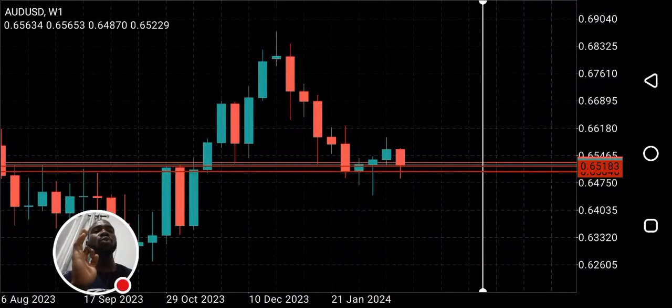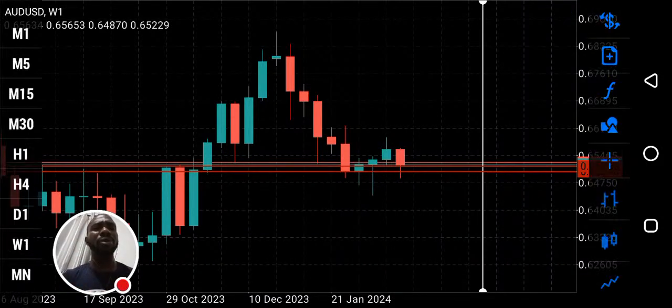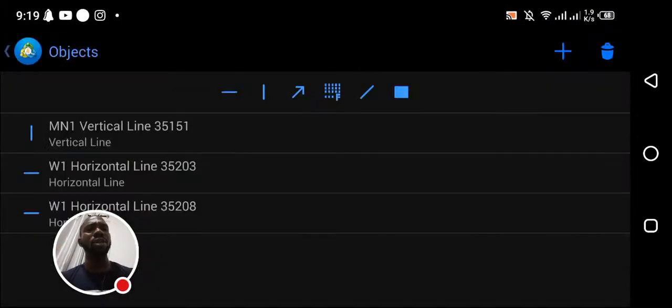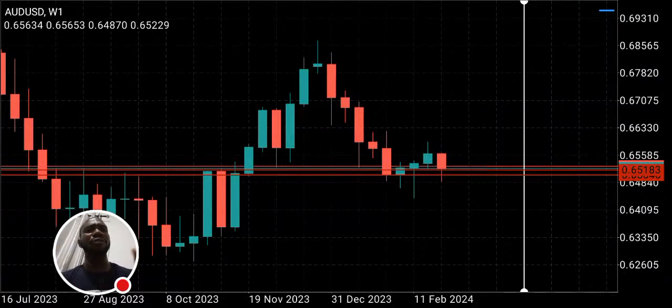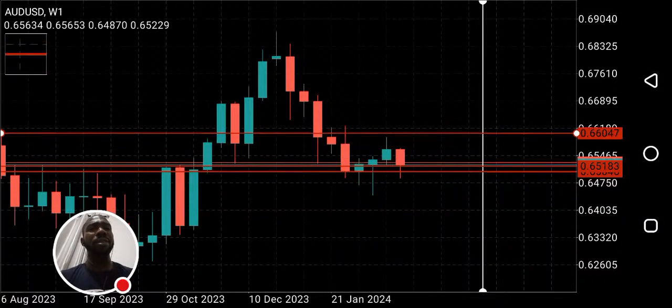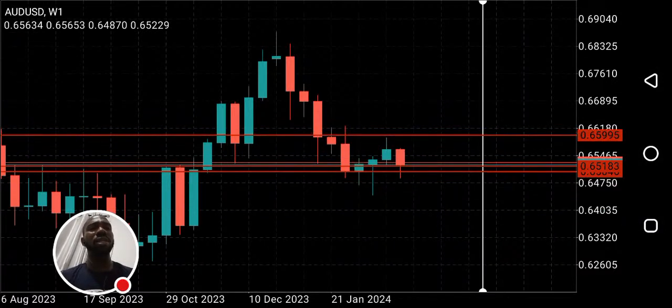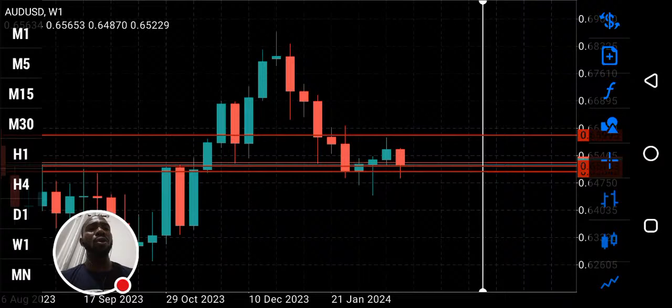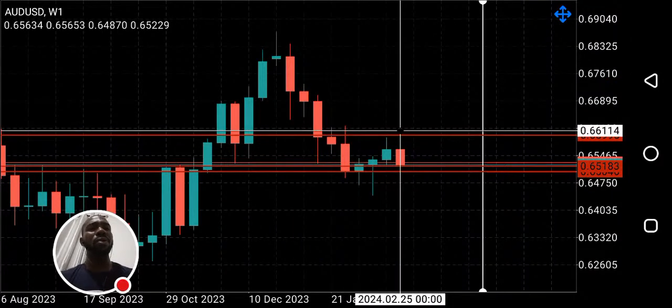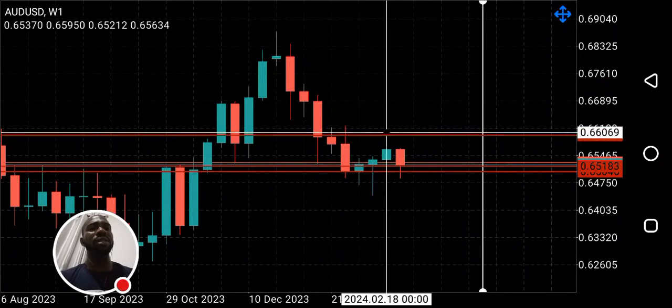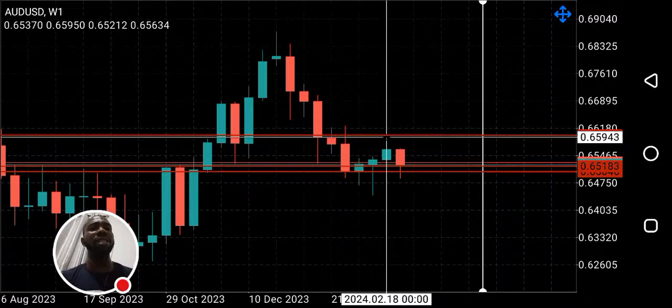So this week I'll be looking for a buy setup, buy opportunity on Australian dollar USD. So let's identify the areas of liquidity on Australian dollar USD. Yeah, so this is the first area of liquidity on the weekly time frame. Okay, this is the first area of liquidity, buy side liquidity.